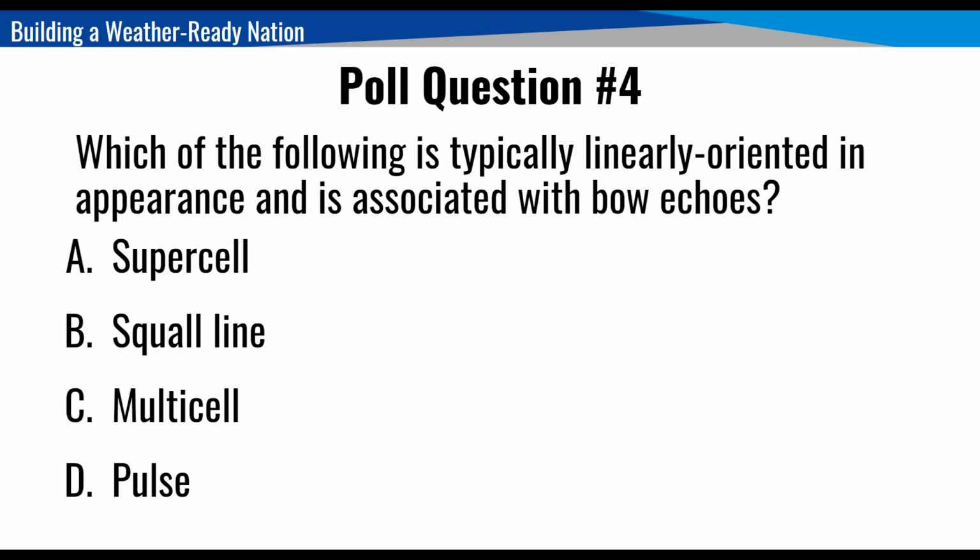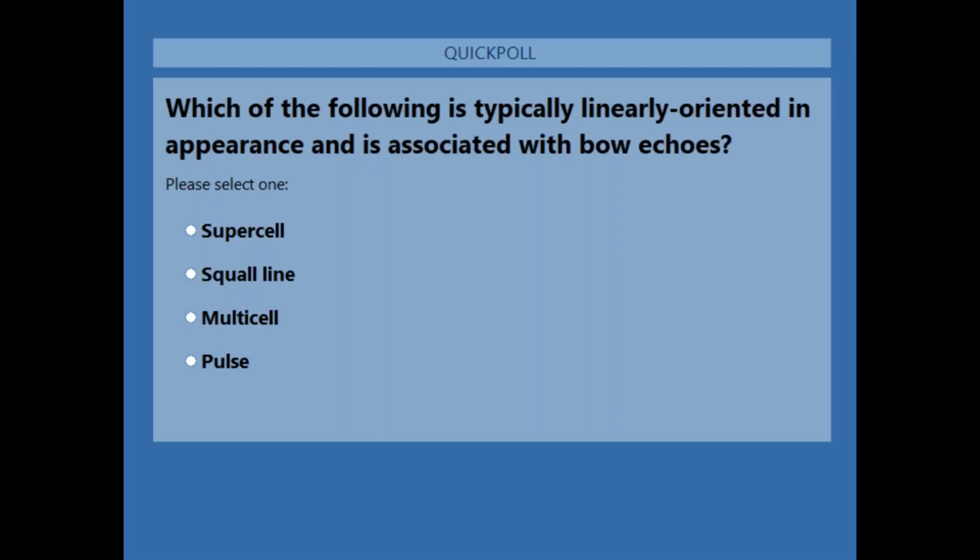So that leads us to poll question number 4. I'm going to test your ability here as far as storm types. Which of the following is typically linear oriented in appearance and is associated with bow echoes? A, supercell, B, squall line, C, multicell, or D, pulse?